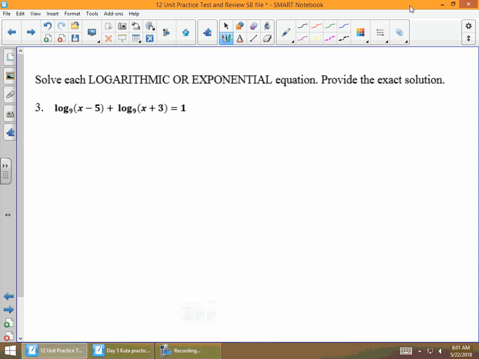So the hard part about this page of the logarithm and exponential functions test is that every problem is different. Every problem you have to use a different setup and a different problem solving strategy.